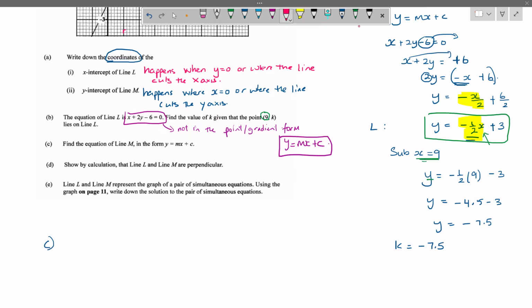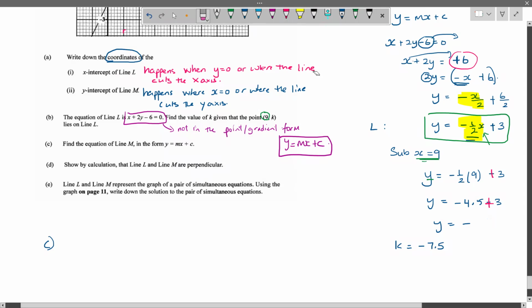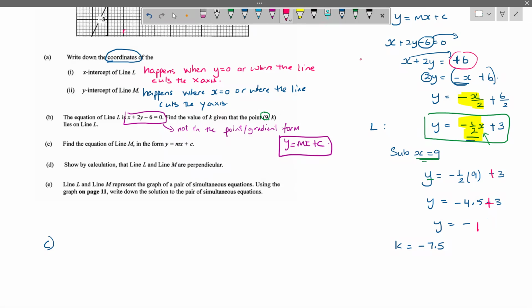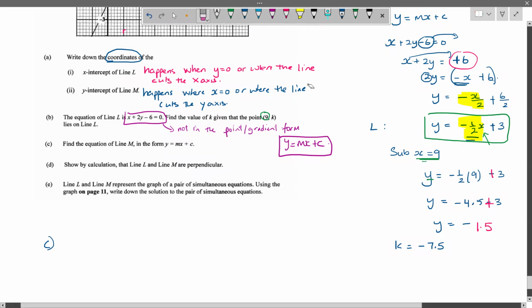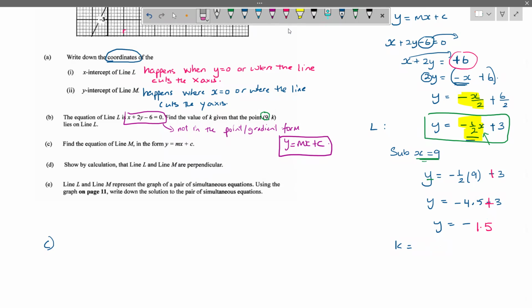All right, so just one minor change. I forgot to change this to positive 6 when I carry it across the equal sign. So that means that here is going to be positive 3. So if this is positive 3, negative 4.5 plus 3 is actually going to give us negative 1.5. So our value for k is negative 1.5. Right? So that's the value for k when x is 9.